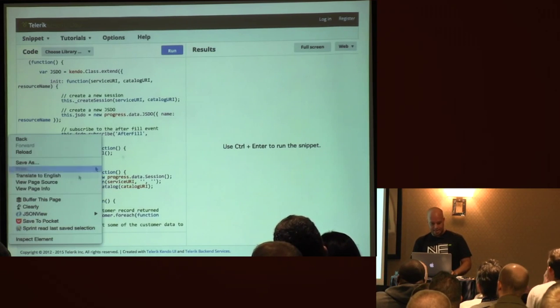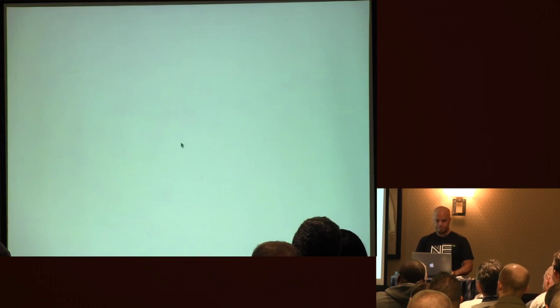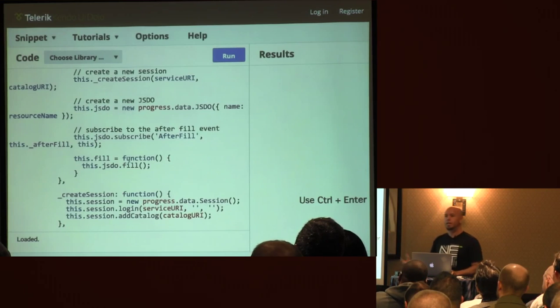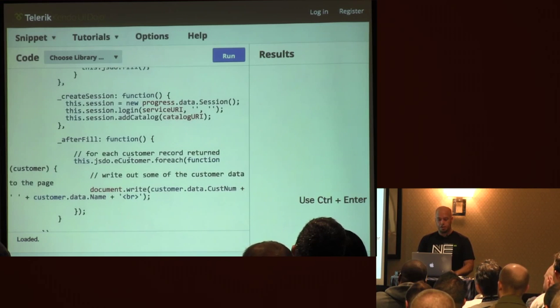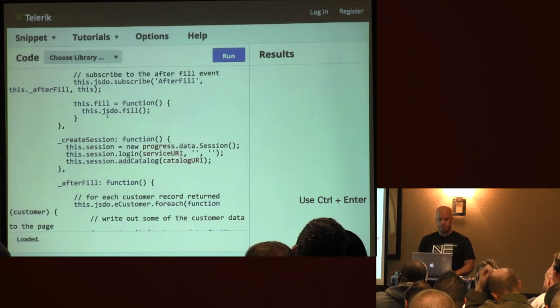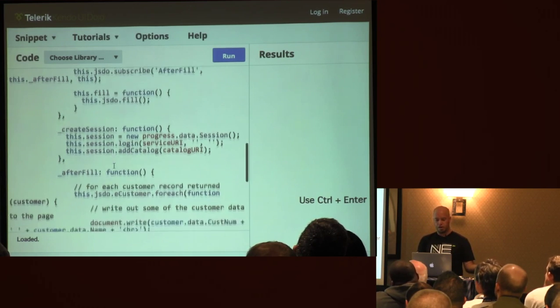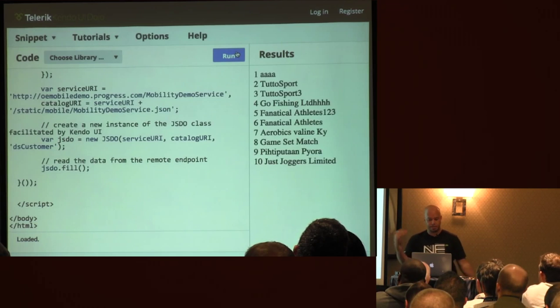So if you're familiar with promises, this is not going to be anything new for you. In this case, we've got the same class we're reading from that OpenEdge legacy system, but you'll notice at the bottom that when I call fill, this jsdo.fill, there's this event that gets subscribed to after fill, and then I'm looping through and writing these things out to the page, and this works, right? If I run this, I'll get this written out to the page.